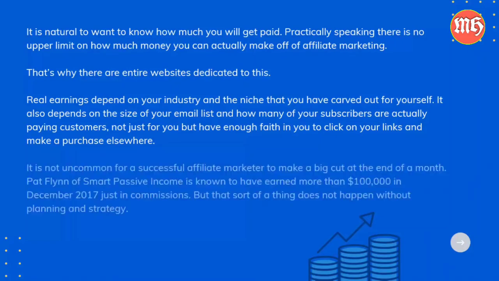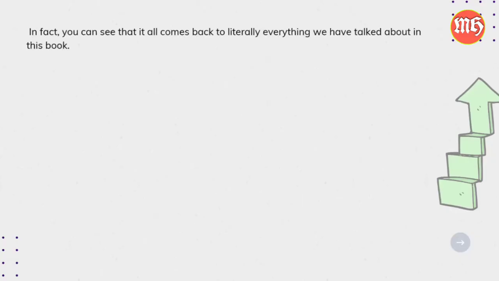It's not uncommon for a successful affiliate marketer to make a big cut at the end of the month. Pat Flynn of Smart Passive Income is known to have earned more than $100,000 in December 2017 just in commissions. But that sort of thing does not happen without planning and strategy. In fact, you can see that it all comes back to literally everything we have talked about in this book.